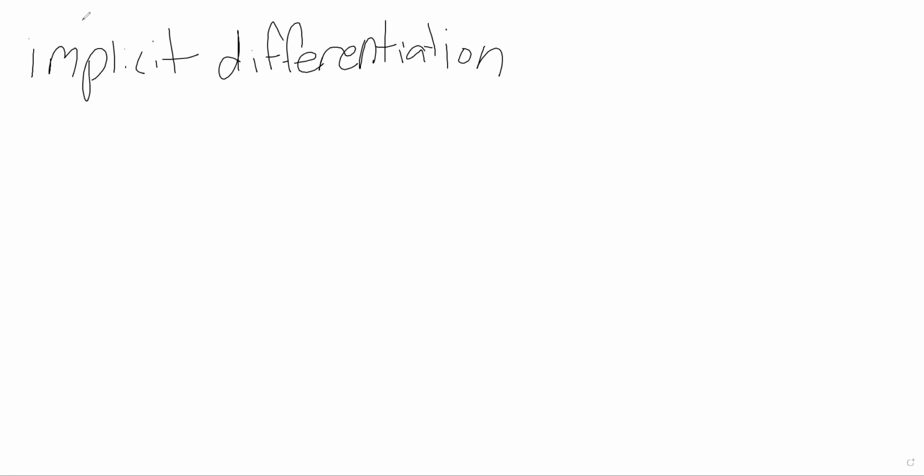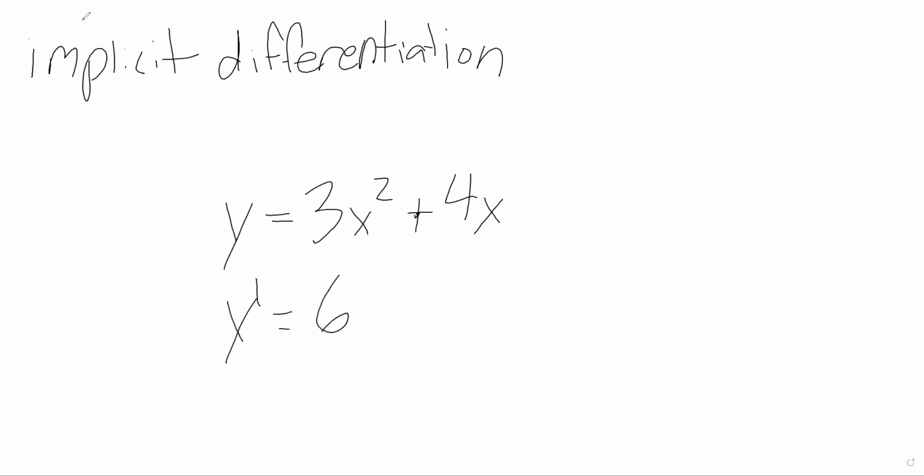So what implicit differentiation is first of all, when would it be used? Before, when we were doing explicit differentiation, we'd have something like y equals 3x squared plus 4x, right? Now we can easily differentiate. You get 6x plus 4. That's explicit, right? And we know that that's the quick and easy way.